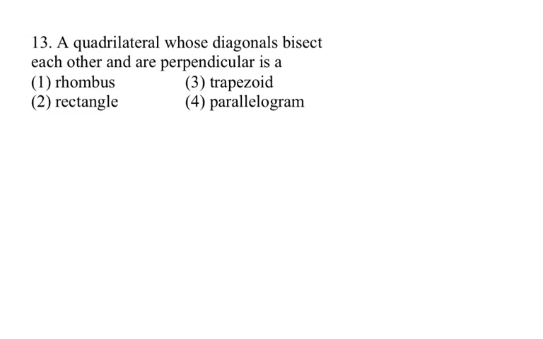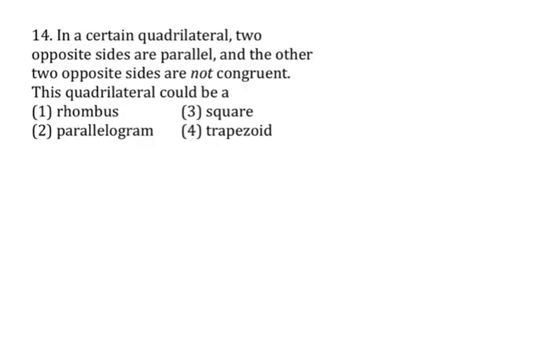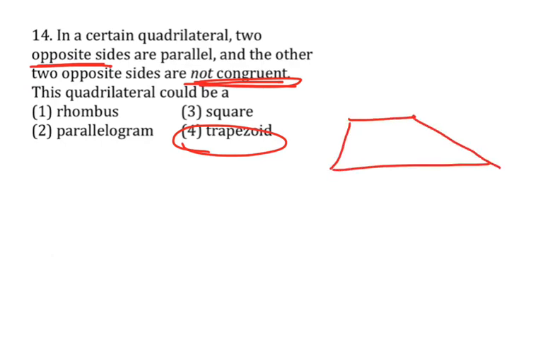Number 13. A quadrilateral whose diagonals bisect each other. Diagonals bisect each other, that means it's a parallelogram. And perpendicular diagonals, that means we're talking about the rhombus. Number 14. In a certain quadrilateral, two opposite sides are parallel and the other two opposite sides are not congruent. Two sides are parallel, that means it has to be a trapezoid, and the other two sides cannot be congruent, so it still has to be a trapezoid, because you can see that here, two sides are parallel, but the other two sides are not congruent.